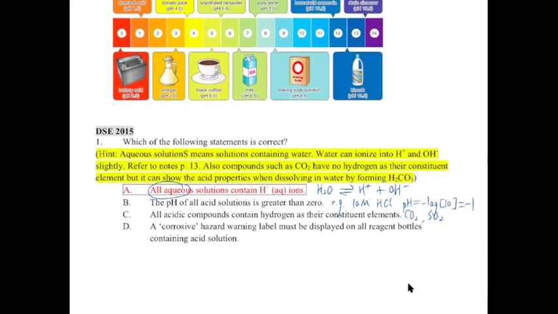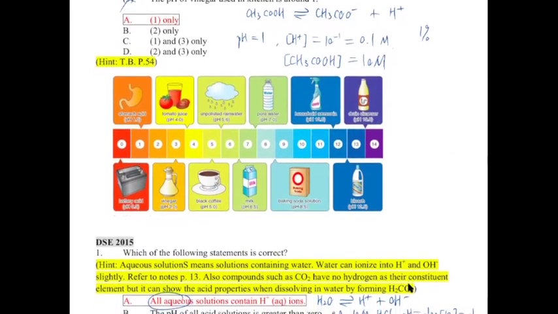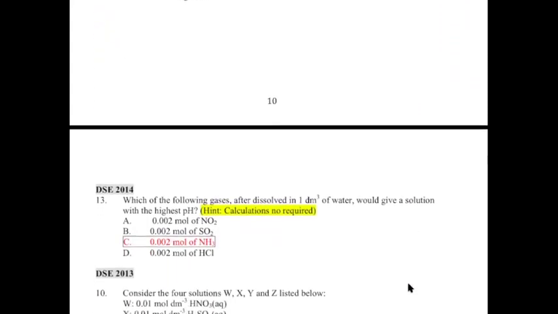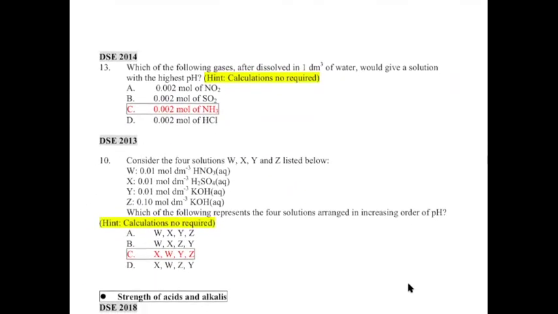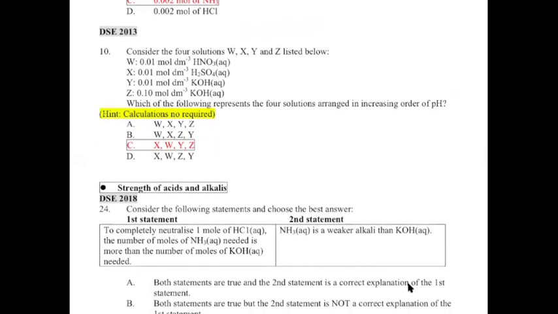So any question for this one? Oh, then I move on, okay? Next one, we have here.